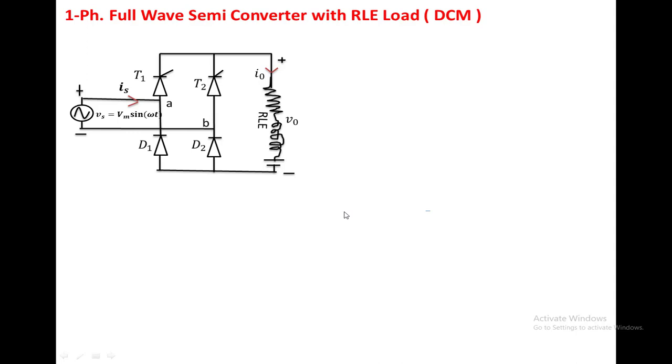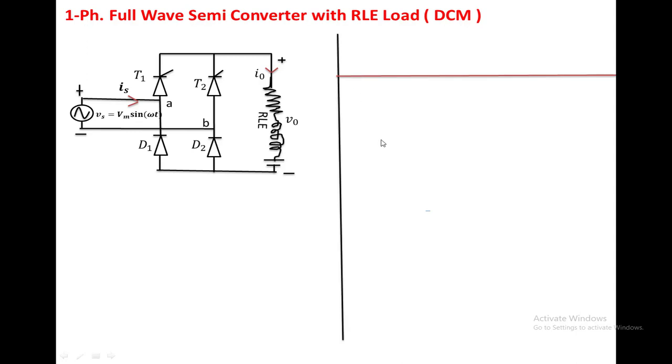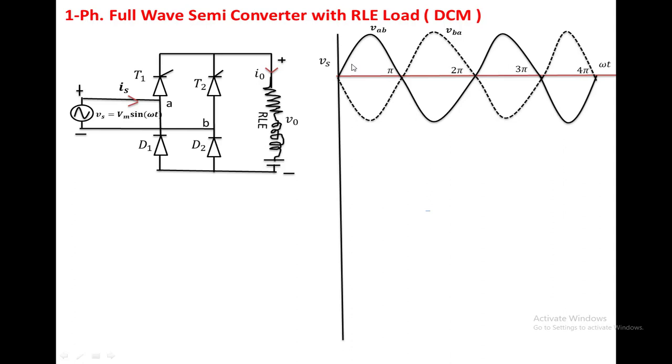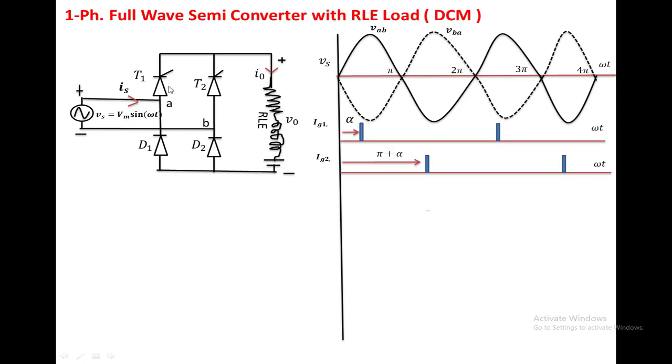In this class, we are going to discuss the single phase full wave semi converter with RLE load, discontinuous load current. To explain the circuit, we have taken the two voltages VAB and VBA as input voltage. At alpha and pi plus alpha, we are applying the triggering voltage to SCR1 and SCR2. Again at 2 pi plus alpha and 3 pi plus alpha, we apply the triggering voltage to SCR1 and SCR2. Now we are going to develop the output voltage waveform from alpha.